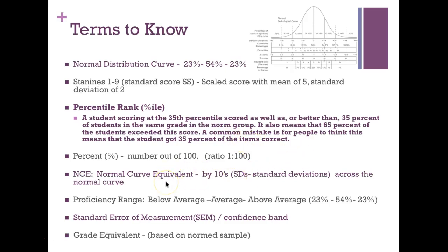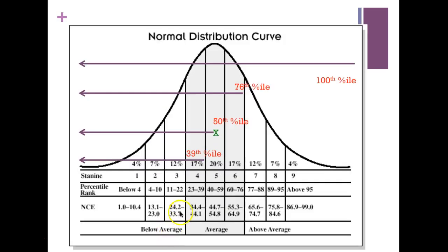The normal curve equivalent goes by tens. It's not much different than a standard. It's just numbered differently, and it gives you more specific information. You can see that you have points of difference between each level of normal curve equivalent.